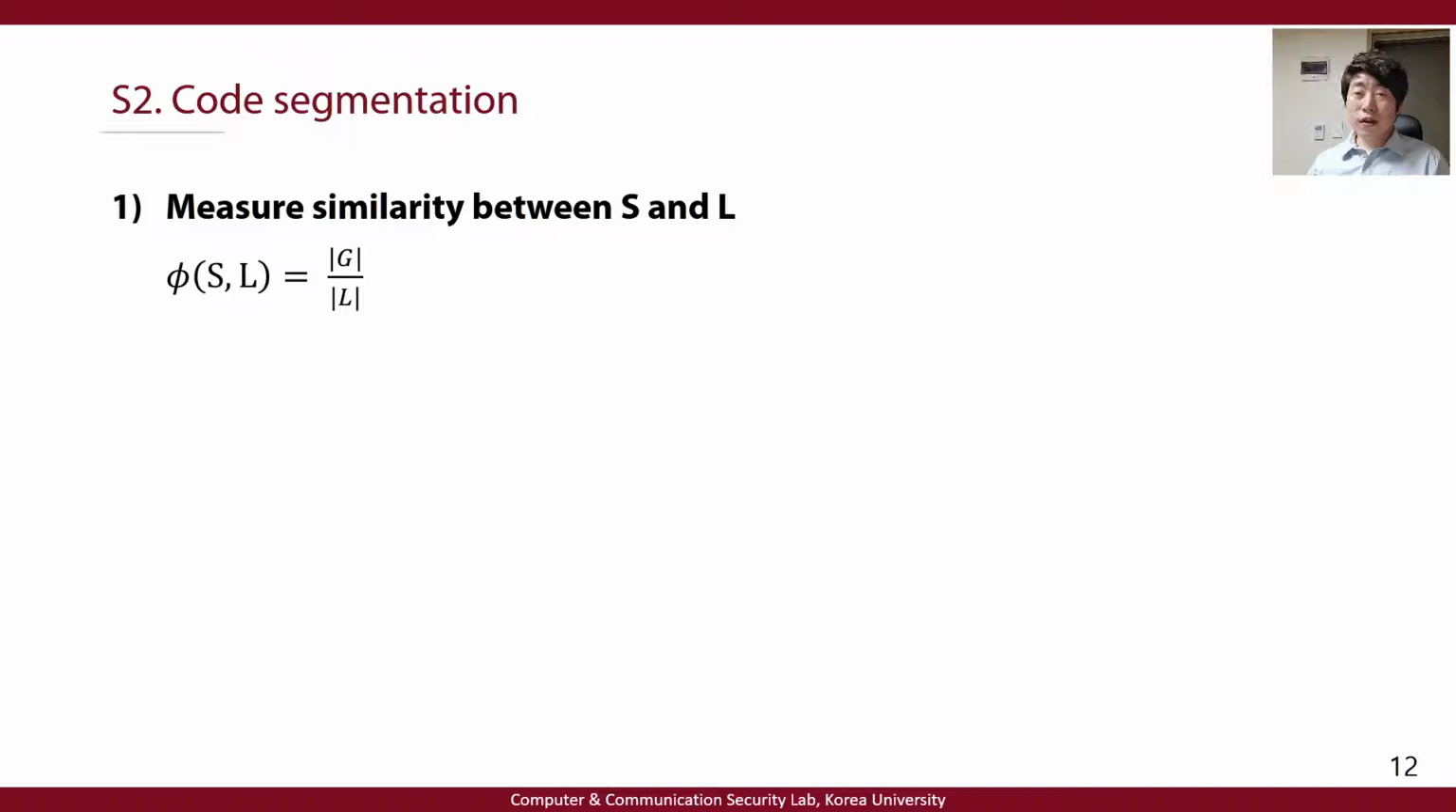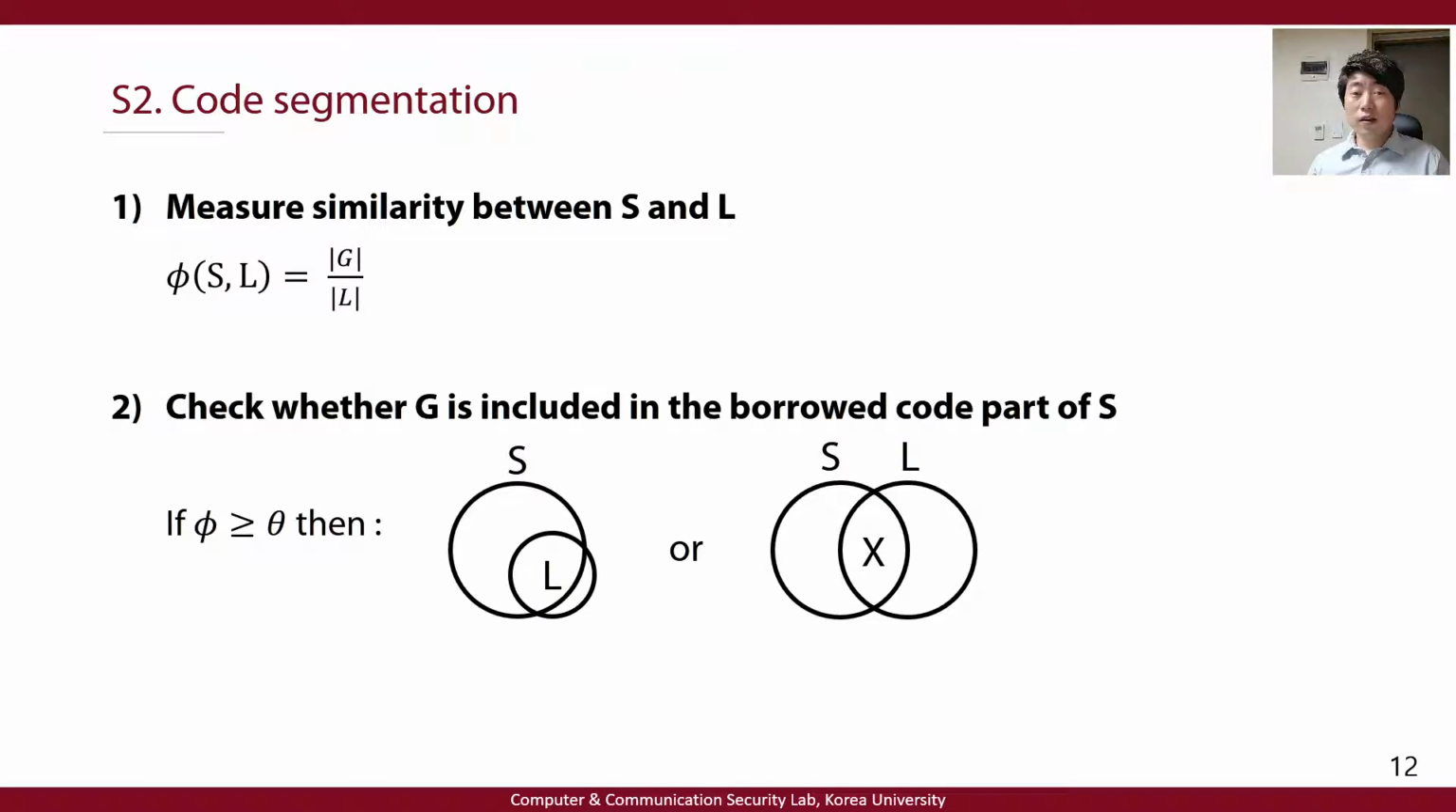We then calculate the p-value, the cardinality of G divided by the cardinality of L. If this p is greater than a predefined threshold zeta value, we determine that either S reuses L or both S and L reuse some other OSS. In both cases, all functions in G belong to the borrowed code part of S. Therefore, we remove all functions in G from the function set of S to leave only the application code part of S.